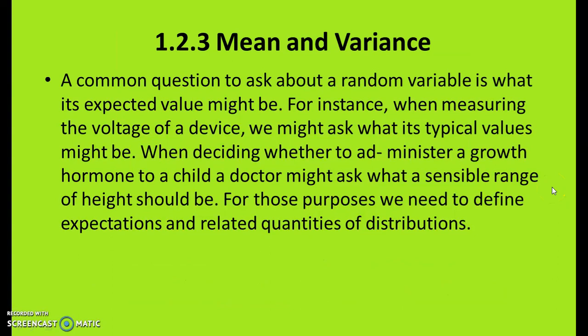Then we have something called mean and variance. This is also a very important concept when we're discussing machine learning. A common question to ask about a random variable is what its expected value might be. For instance, when measuring the voltage of a device, you might ask what its typical value might be. When deciding whether to administer a growth hormone to a child, a doctor might ask what a sensible range of height should be. For those purposes, we need to define expectations and related quantities of the distributions. So we would basically be having some standards.